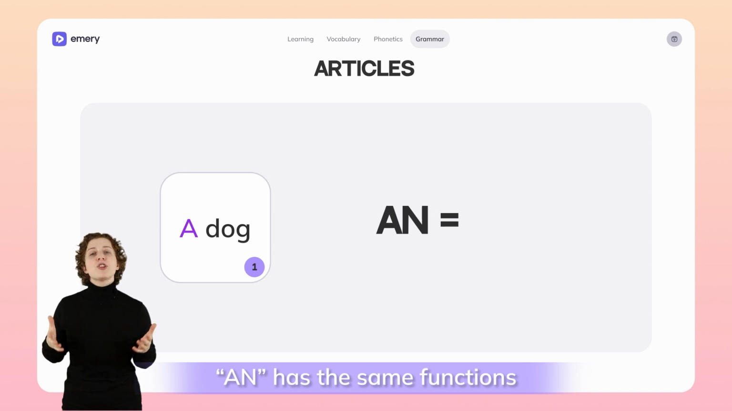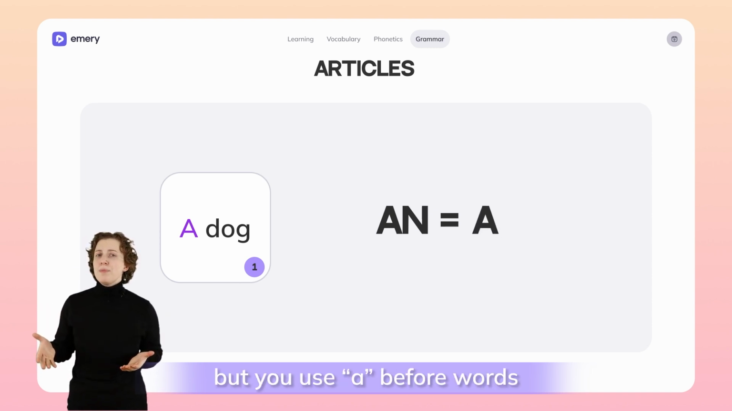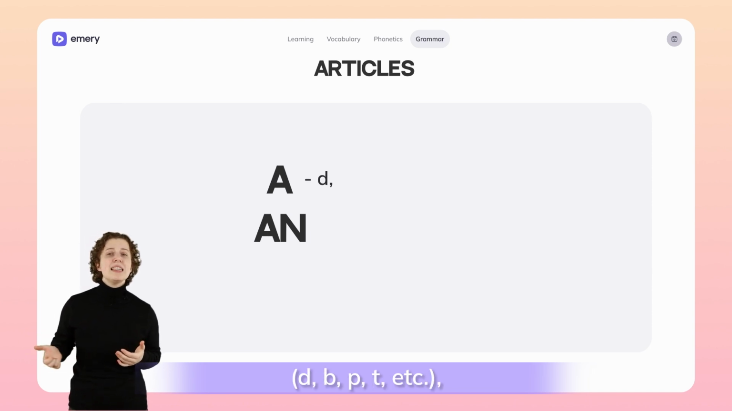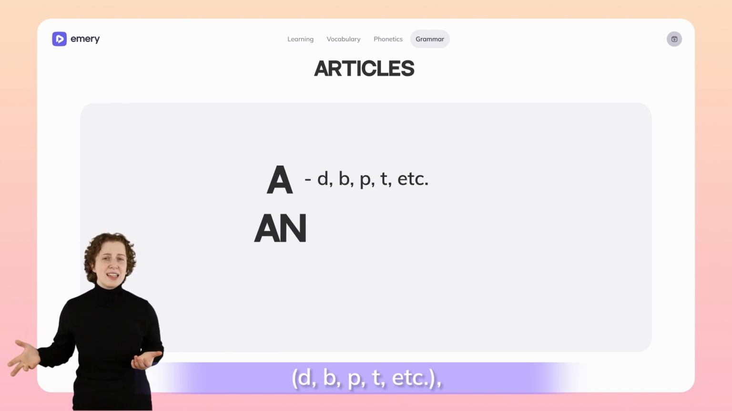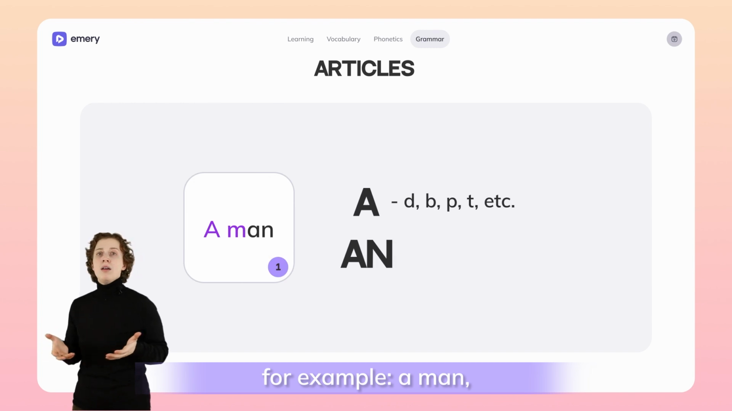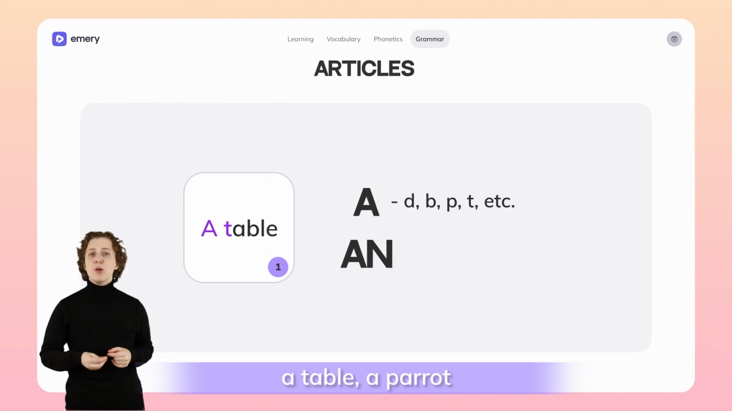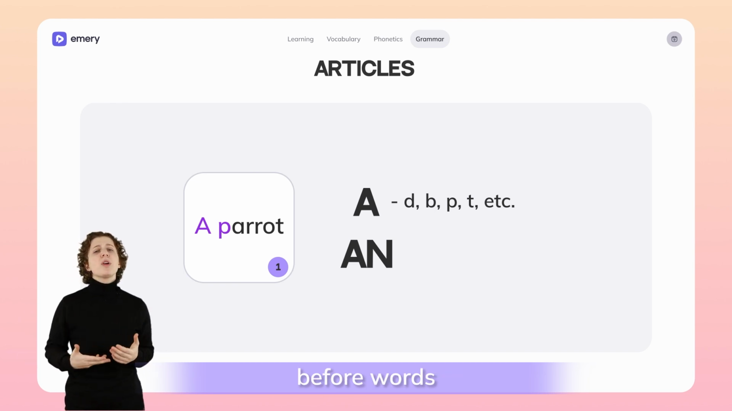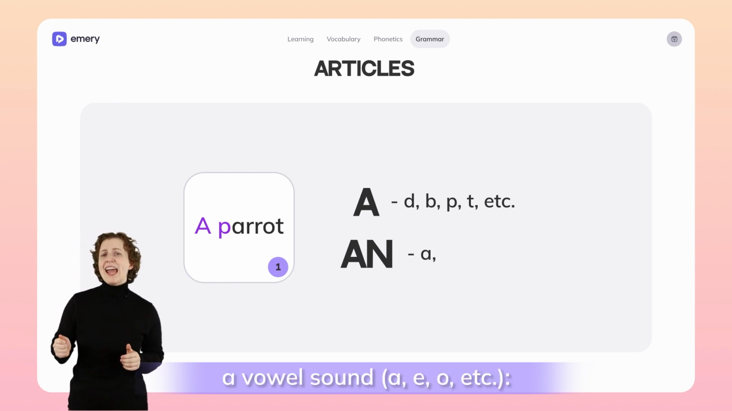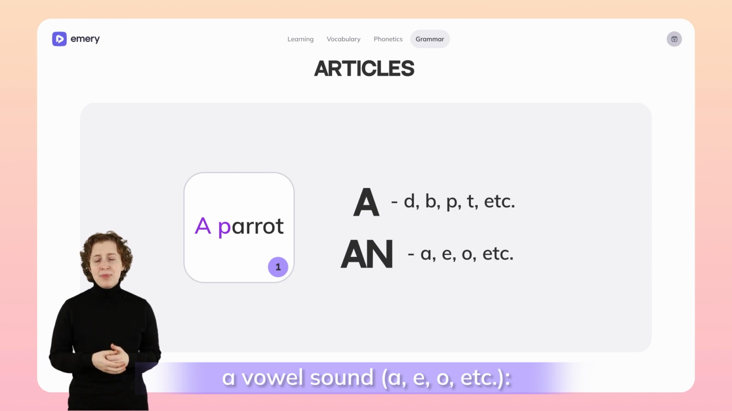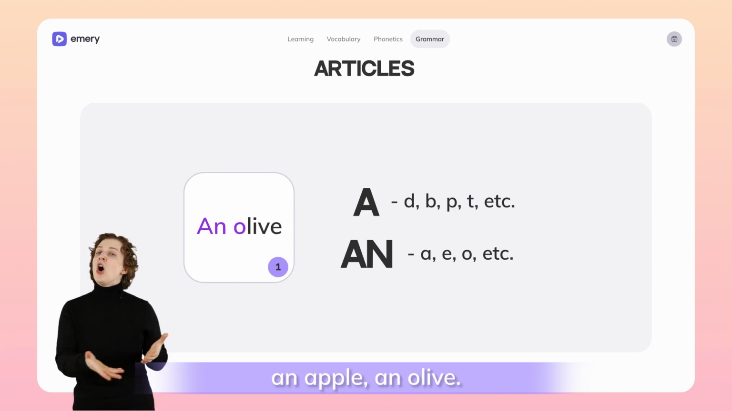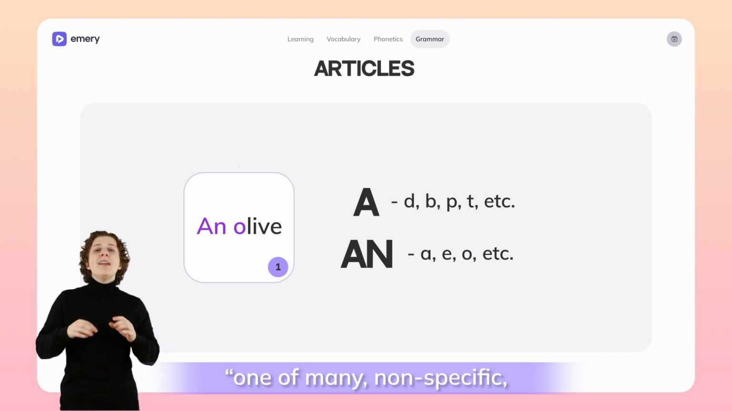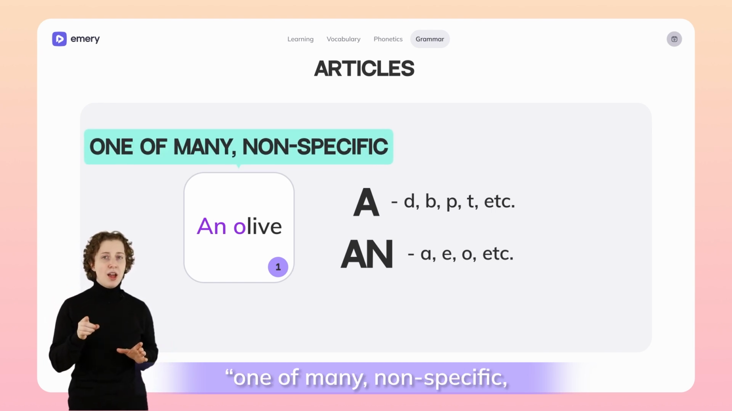A and an have the same functions and logic, but you use a before words that start with a consonant sound: D, B, P, T, etc. For example, a man, a table, a parrot. And you use an before words that start with a vowel sound: A, E, O, etc. An apple, an olive. When you say an olive, your message is: one of many, non-specific, new for you.